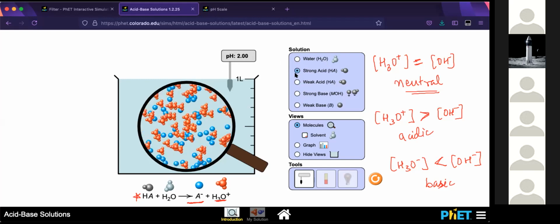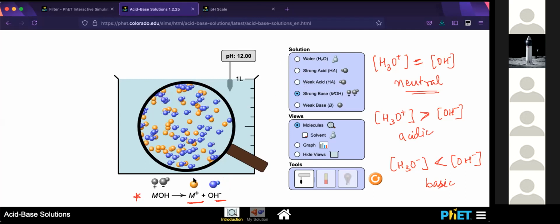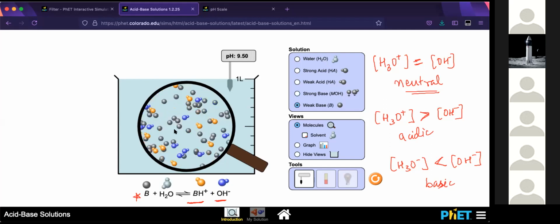Same as the case with a strong base and a weak base. In a strong base, you don't find any MOH molecules. It is completely ionized into M+ and OH-. Only yellow and blue are the things you see here. But in the case of a weak base, you see the intact molecules also. Only some of them have ionized into B+ and OH-, not all of them.